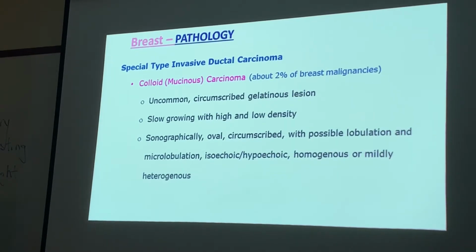Our second type would be our colloid or mucinous carcinoma, and it occurs in about 2% of breast malignancies. It is uncommon, a circumscribed gelatinous lesion, slow growing with high and low density. Sonographically it appears oval, circumscribed, meaning it has well-defined borders, with possible lobulation and microlobulation, isoechoic to hypoechoic, homogeneous or mildly heterogeneous. That sounds like a lot of stuff. It's hard to determine whether it's a colloid carcinoma or not. It's like a B-net because of the microlobulation.